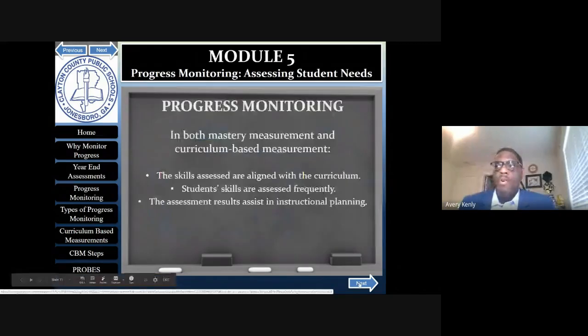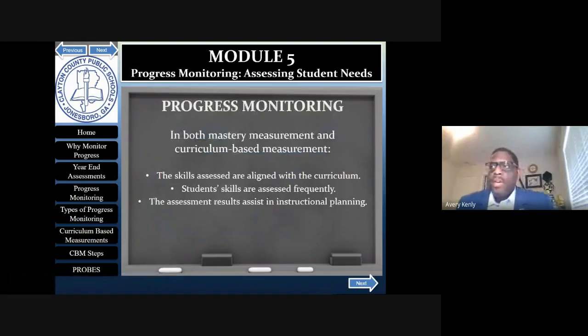Progress monitoring in both mastery and curriculum-based measurement. The skills assessed should be aligned with the curriculum. That's very important. Student skills should be assessed frequently. The assessment results assist in instructional planning. So all of these are pillars of effective progress monitoring using both mastery and curriculum-based measurement.